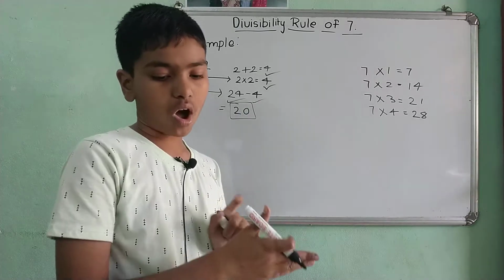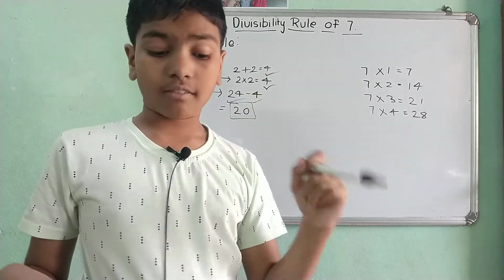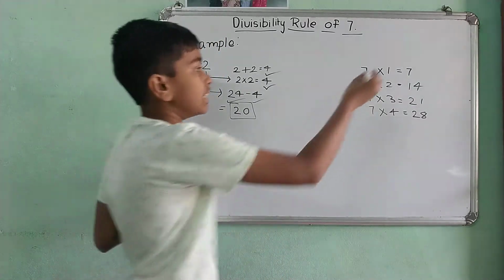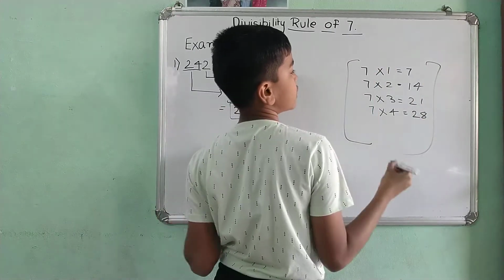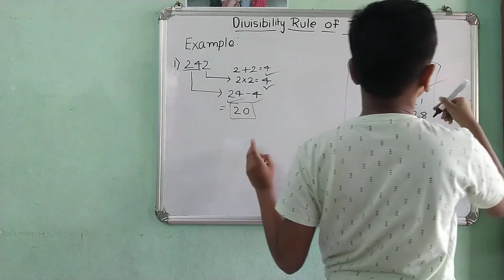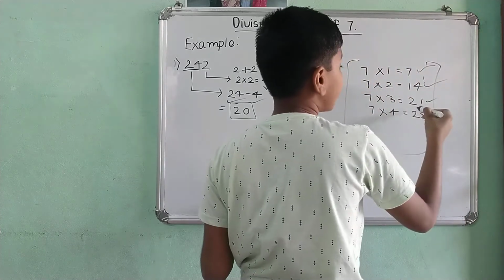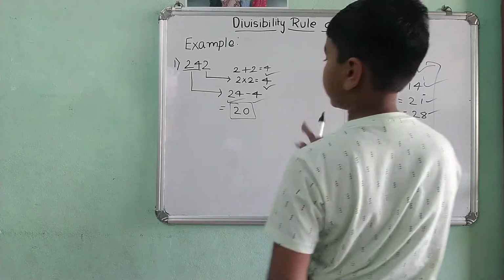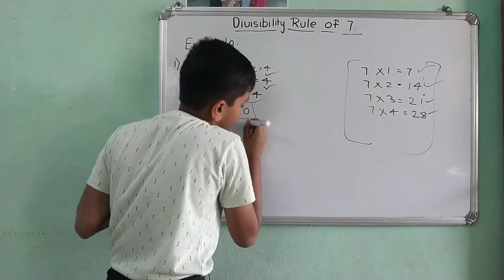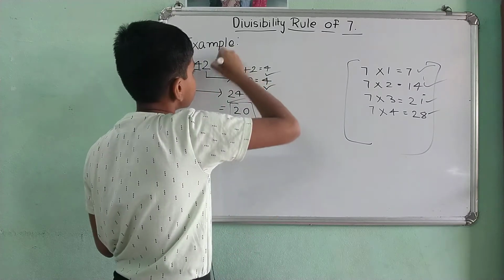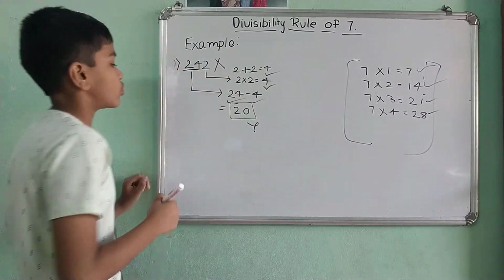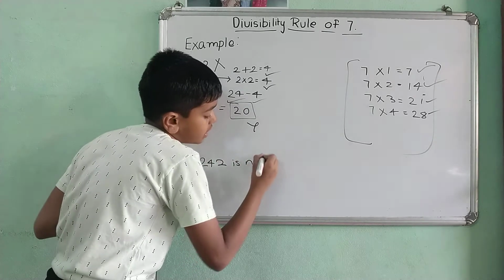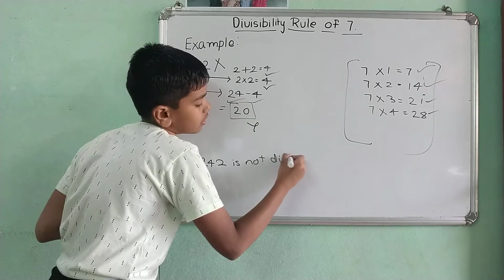And the third rule was, check whether what we got from subtracting is divisible by 7 or not. And over here I have written the multiplication table. See, 7 1 is 7, 7 2 is 14, 7 3 is 21, 7 4 is 28. But 20 should lie over here only, no? Nearby 21, still I wrote up to 28. But 20 is not there. So it means this is not divisible by 7. So we can write like this: in this case, 242 is not divisible by 7.